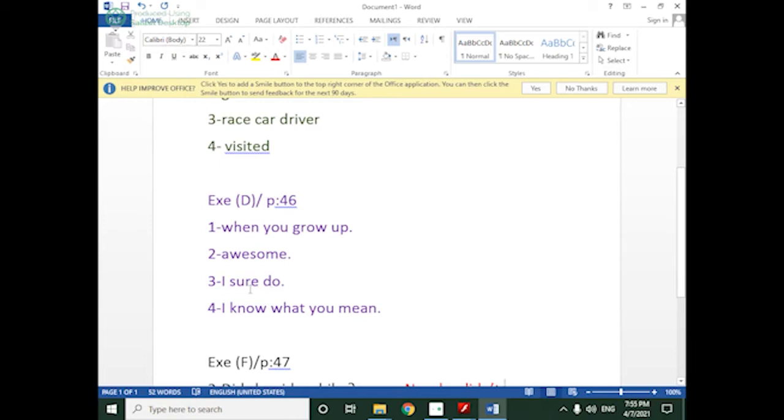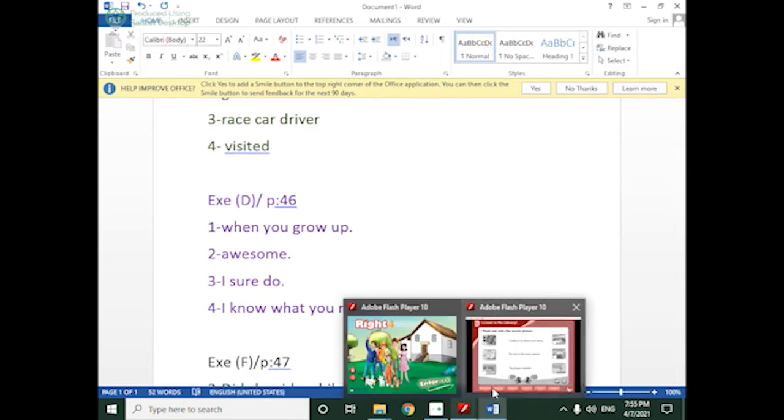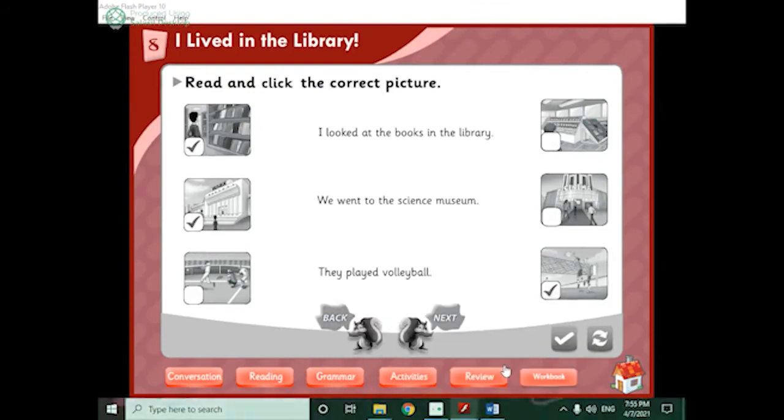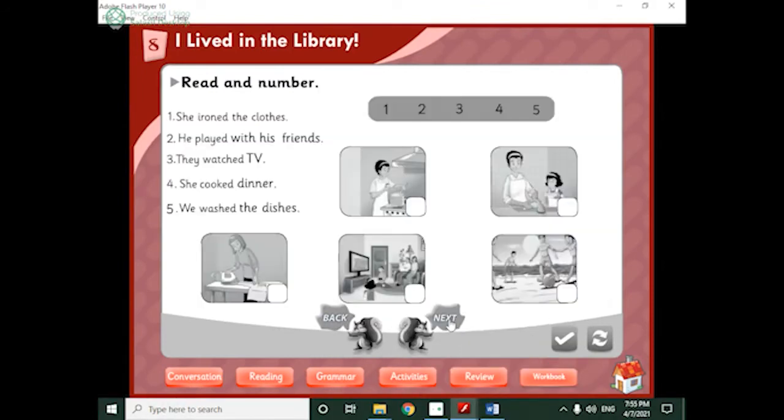I always look forward to science class at school. And the last one is Steve says, I know what you mean. It's one of my favorites too. That is, one of my favorite classes, which is the science class. Okay, now let's move to page 47.